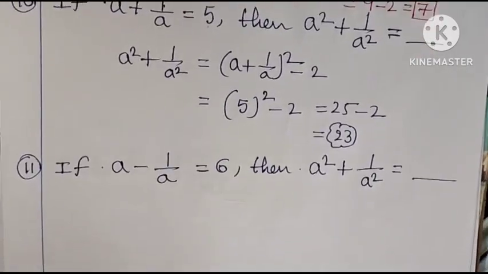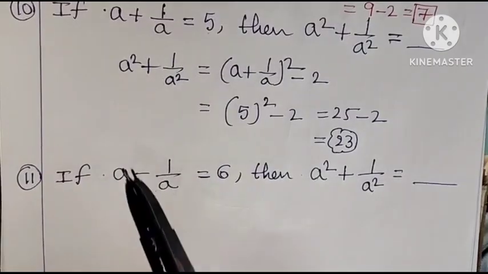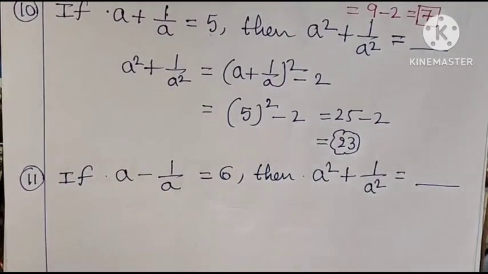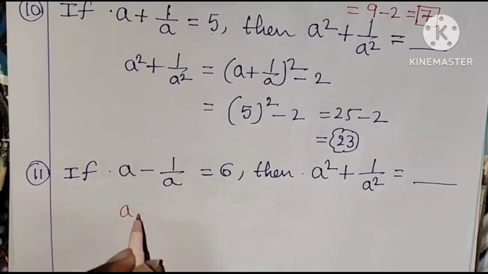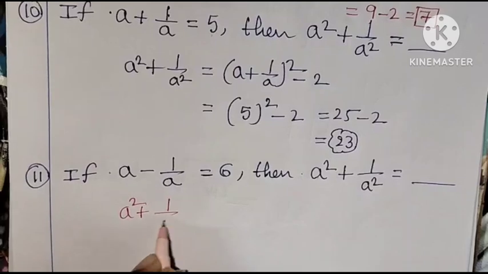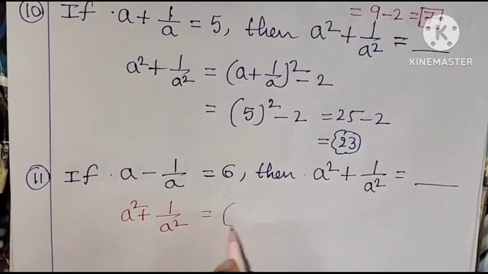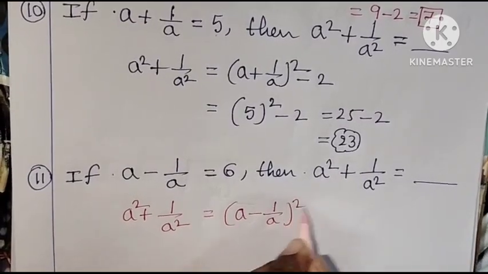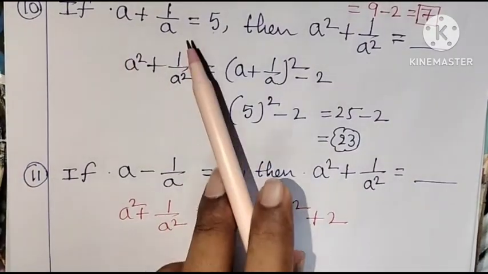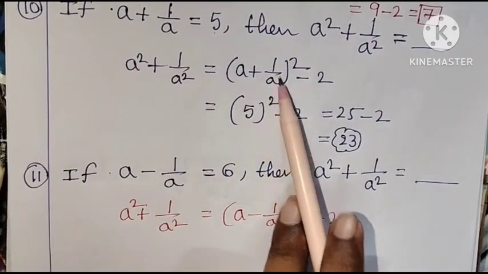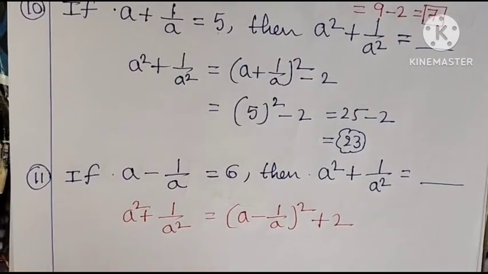Let's solve one more model. Suppose a minus 1 by a is given. Last time we were given a plus 1 by a. So a plus 1 by a is the formula. If a minus 1 by a is given, we have one more formula for a square plus 1 by a square, which is a minus 1 by a whole square plus 2. If a plus 1 by a is given, then the formula is a plus 1 by a whole square minus 2. If a minus 1 by a is given, then the formula is a minus 1 by a whole square plus 2.